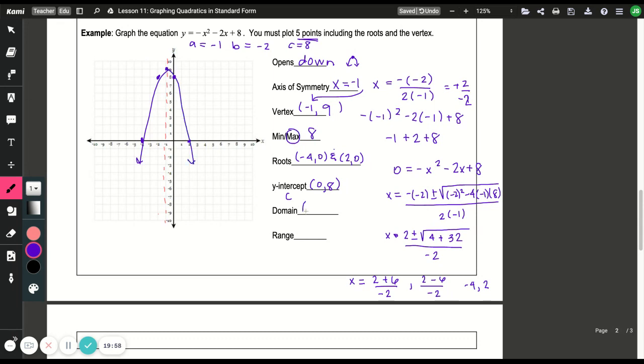The domain is negative infinity to infinity. And the range, so what's the lowest this one goes? This one goes down forever. There is not a lowest point. It continues on forever. So it goes down to negative infinity. And then the upper, the biggest number or the highest point, what's the highest it goes? The highest it goes is 9.